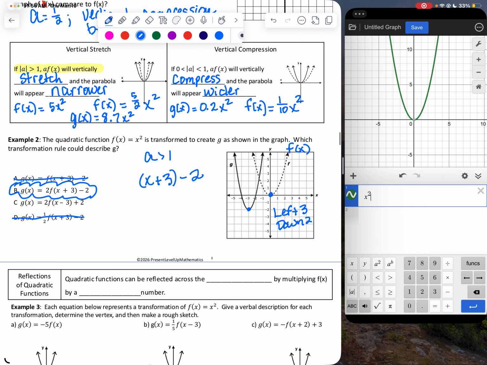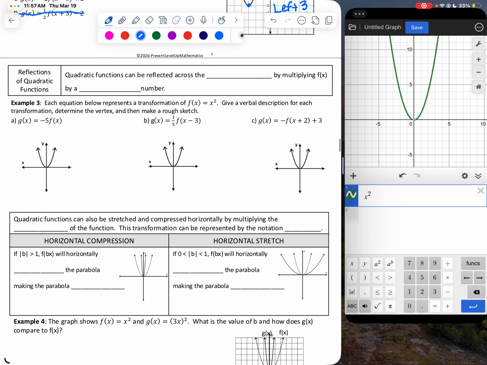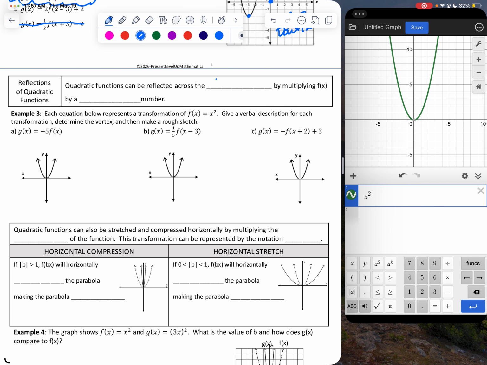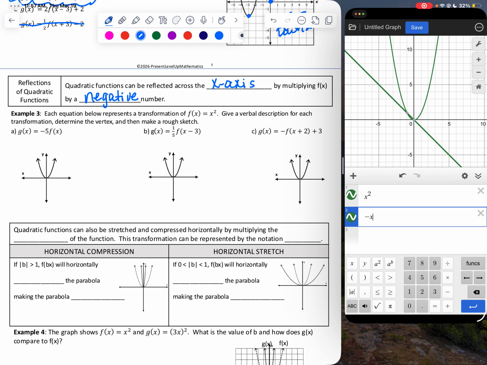All right. Now we can also have a reflection in a quadratic function. Quadratic functions can be reflected across the x-axis by multiplying f of x by a negative number. So watch what happens to the parent function when I multiply it by a negative 1. So if I had, here's the parent function, x squared. What happens if I put in negative x squared? All it does is reflect it or folds it over the x-axis, all right?